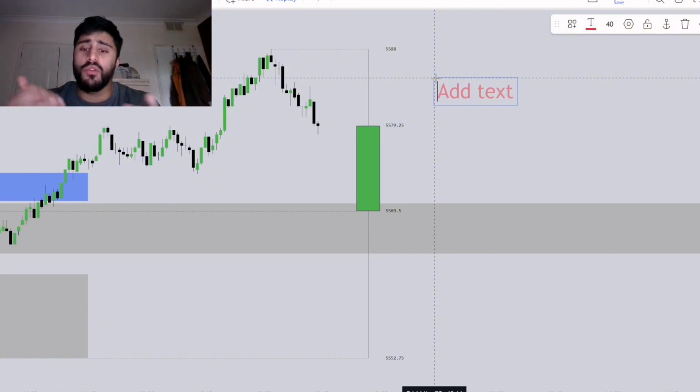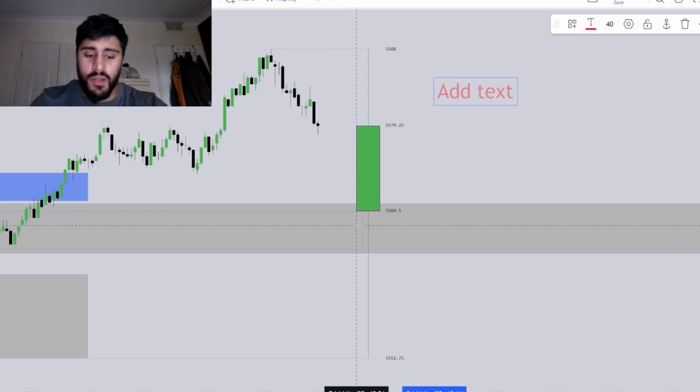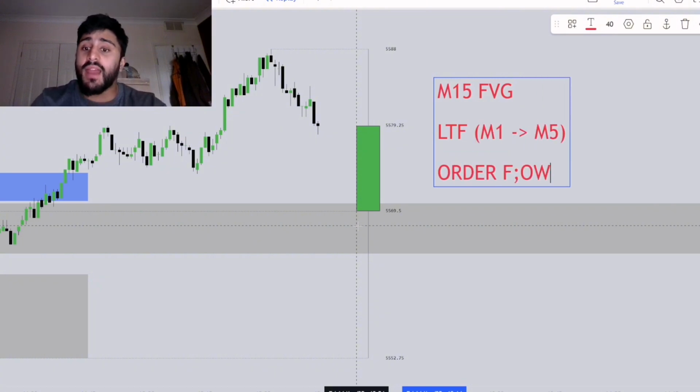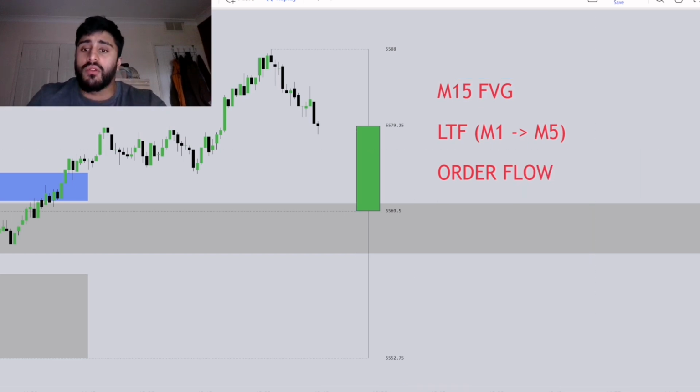So we are below the weekly opening price, and now we're looking for a 15-minute entry below the daily opening price. So we're looking for a 15-minute fair value gap, then we're looking for a lower time frame entry. So lower time frame is either the 1-minute or anything up to the 5-minute, and then we're confirming everything with the order flow. Now, spoiler alert, if you're not using order flow, then you're doing it wrong. It's that simple, right? So these are the 3 steps I use.